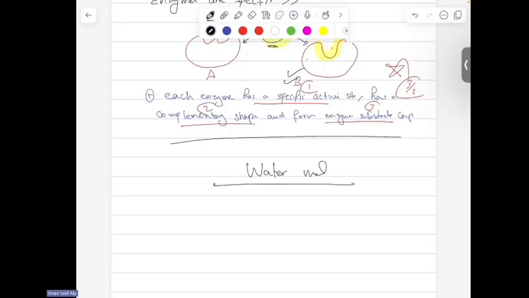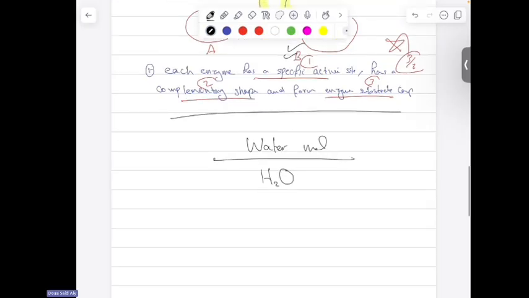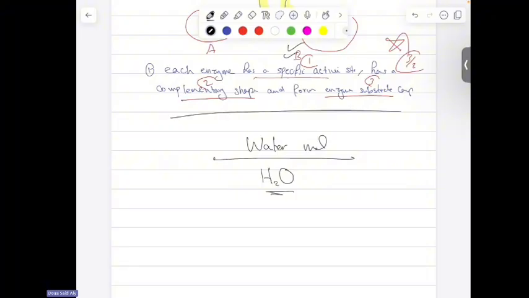Firstly, what about the formula of the water? Water formula H2O. What does it mean? It means that each water molecule has one atom of oxygen. This is the oxygen atom, and two atoms of hydrogen. This is the first one, and this is the second one. Okay? They are bonded together with a covalent bond. Okay, you just have to know it.